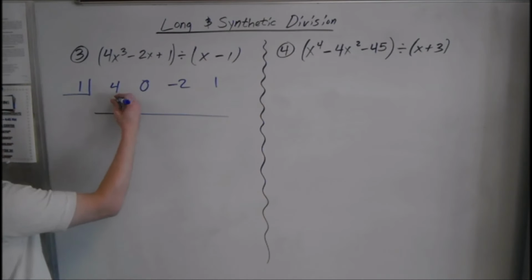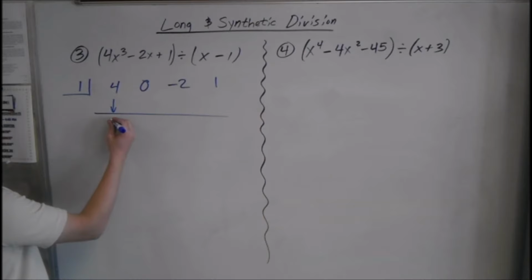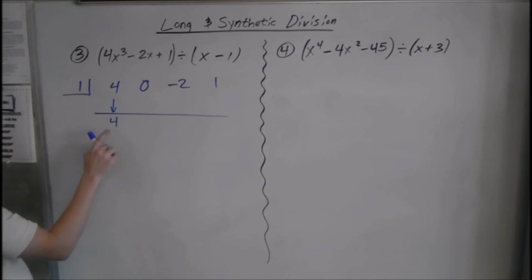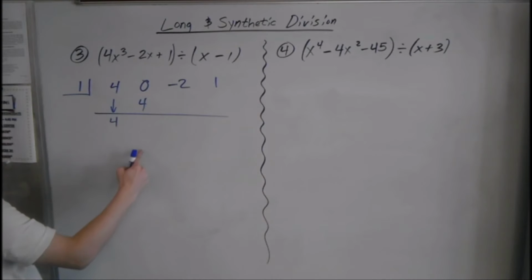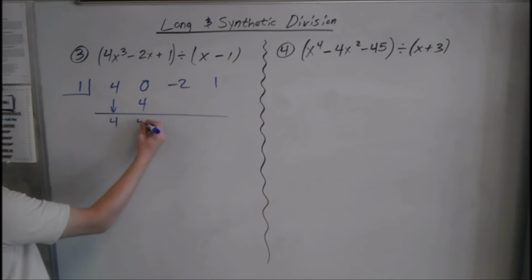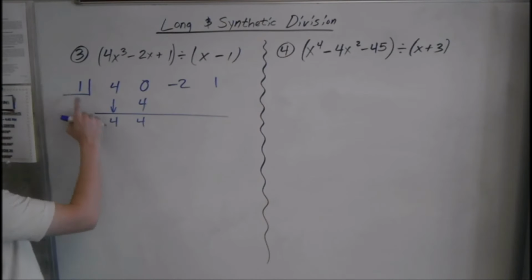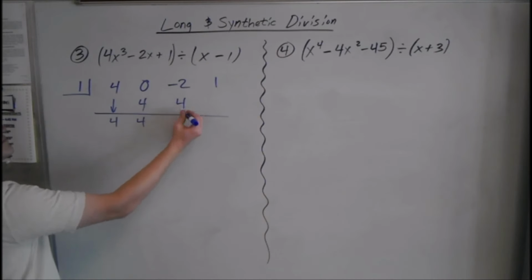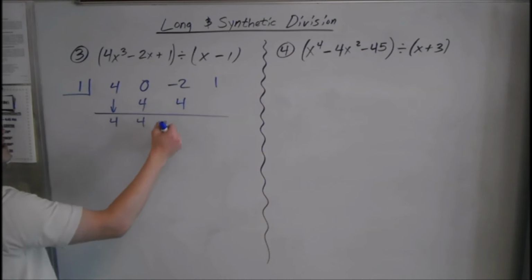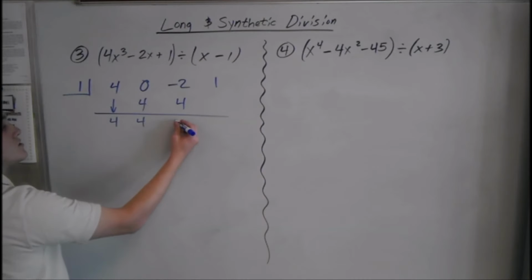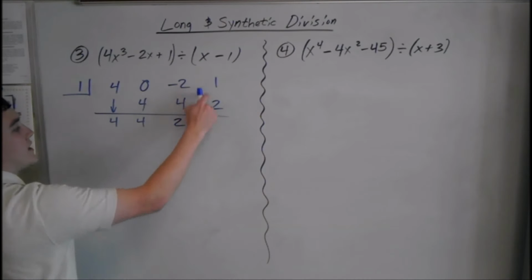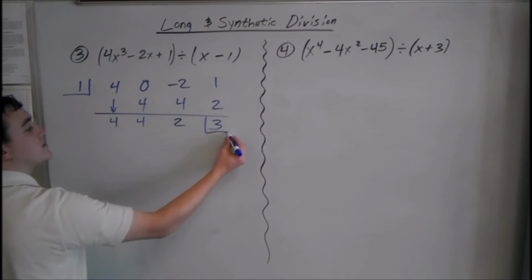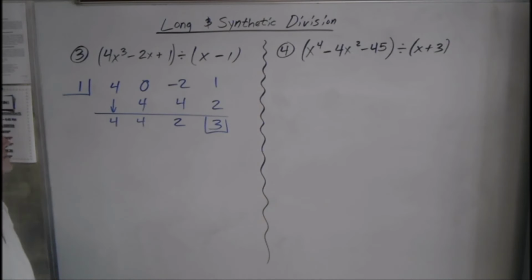You drop the first one, so 4 drops down, and then you multiply. 1 times 4 is 4, and then you add. So we have 0 plus 4 is 4. And we multiply, 1 times 4 is 4, and then we add. 4 minus 2 is 2. 1 times 2 is 2. And then we add, 3. And whatever this last one is always our remainder.